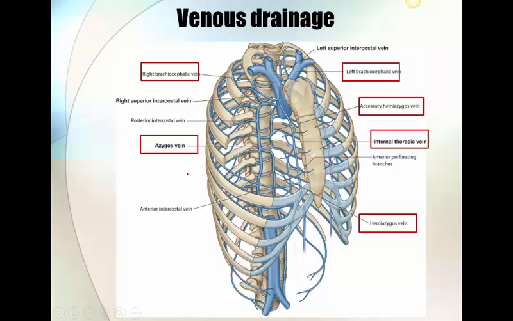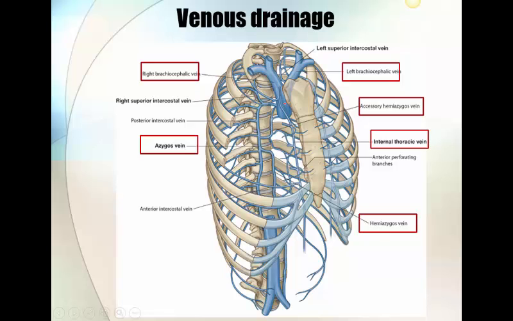So here's a large picture which you can see. This up here is the right brachiocephalic vein. This is the left brachiocephalic vein. Notice the two join together and form the superior vena cava. This here is the superior vena cava.